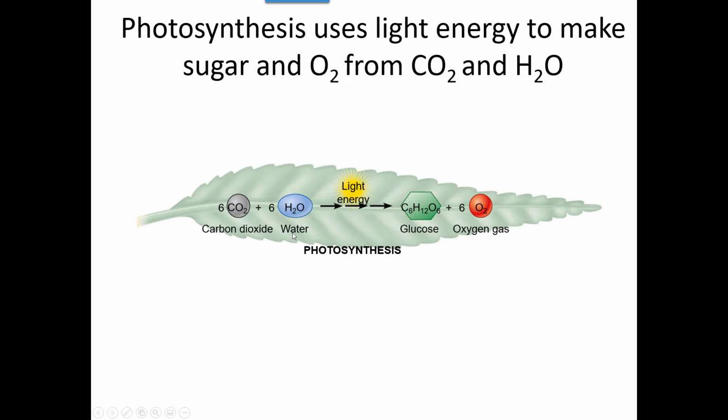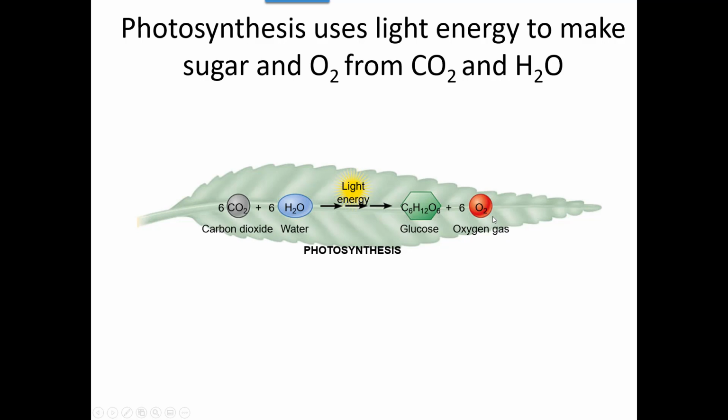This is an equation to know. Star it, highlight it. So for the equation for photosynthesis, there are two things going in and two things coming out. So there are two reactants and two products. The two reactants are carbon dioxide and water. The whole equation is 6 molecules of carbon dioxide and 6 molecules of water. We add some light energy from the sun, and using that light energy, we can take those 6 carbon dioxide and 6 waters and make 1 glucose molecule and 6 oxygen molecules.